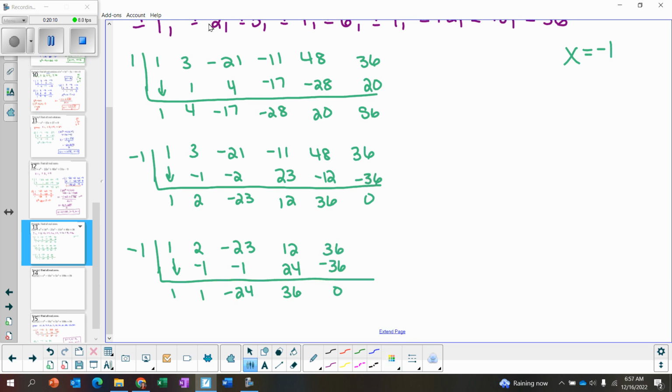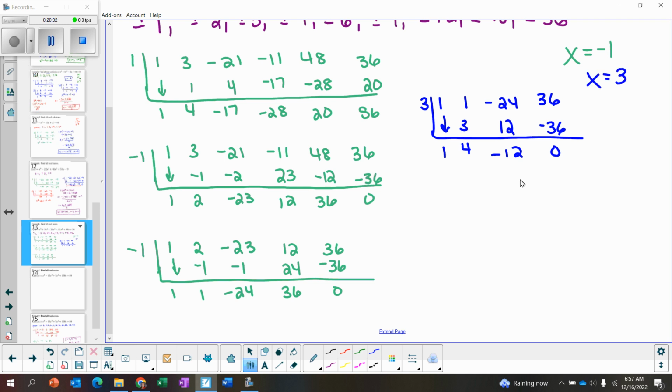So now I'm going to try another number. I'm actually going to skip over 2 right now. I'm going to go straight to 3. So let's try 3. And look at that, 3 works. So we're left with, all right, let's put x equals 3 here. We're left with x squared plus 4x minus 12, and this is actually factorable.